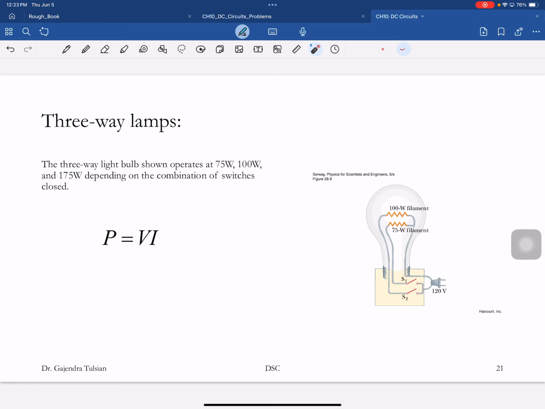You might have seen these 3-way bulbs. So they have 2 filaments. When this switch is closed, you get a 75-watt bulb. When that is open and this is closed, you get a 100-watt bulb. And when both switches are closed, you get a 175-watt bulb.